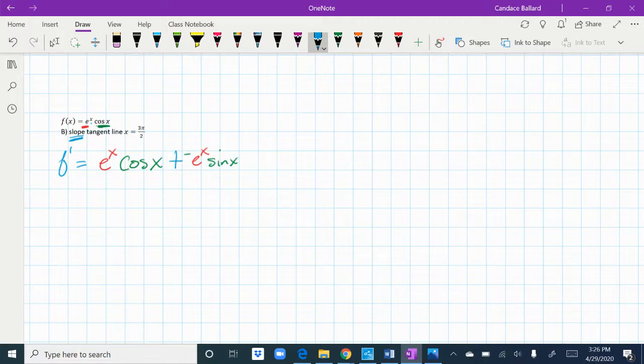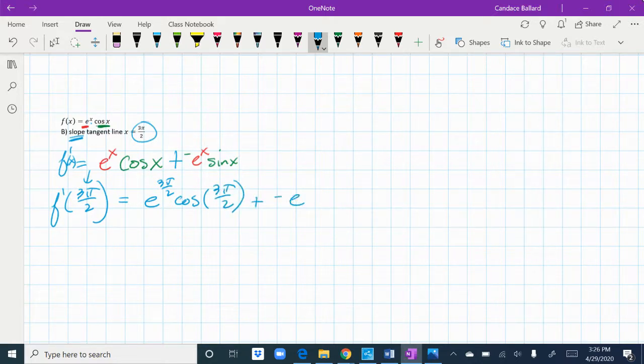Then to get the slope of that tangent line, we need to plug in 3 pi over 2. I really probably should have said x there. So f prime of 3 pi over 2. Here you do need to make sure you tell them what you were plugging in. So e to the 3 pi over 2 cosine of 3 pi over 2 minus e to the 3 pi over 2 times sine of 3 pi over 2.